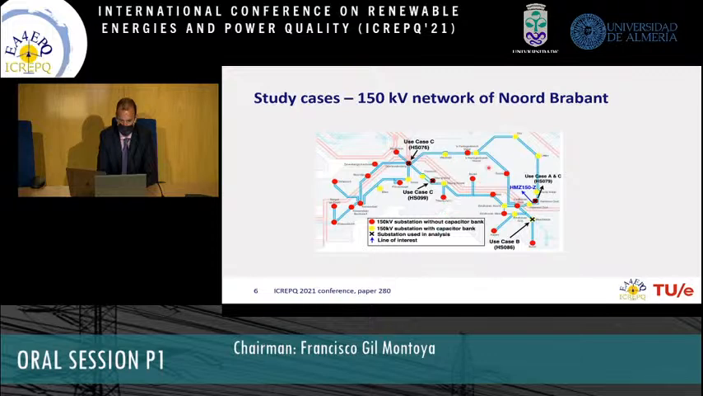There are two colors here. You can notice some red dots. Those are the substations without capacitor banks. And then there are also the yellow dots. Those are substations that do have capacitor banks.